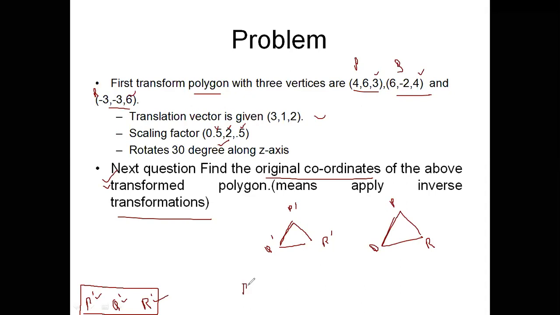You have this point p dash, now you have to calculate the p, so you must get this after applying the inverse transformation. How will you apply the inverse transformation? Earlier we have applied what kind of transformation on this? Translation, scaling and rotation.